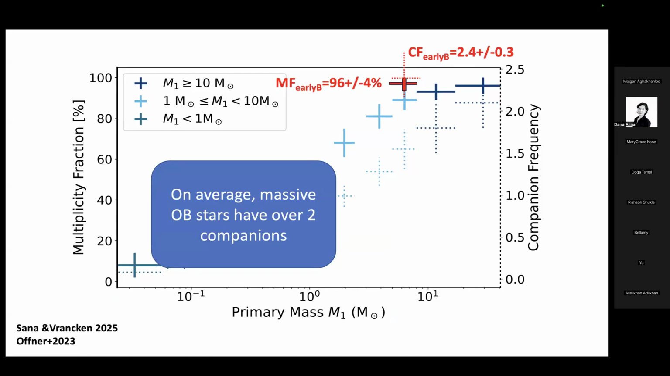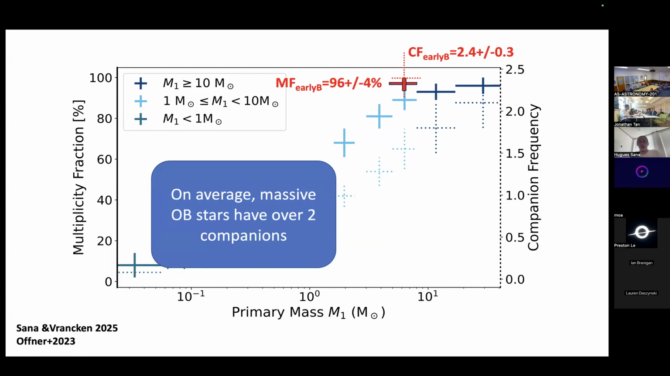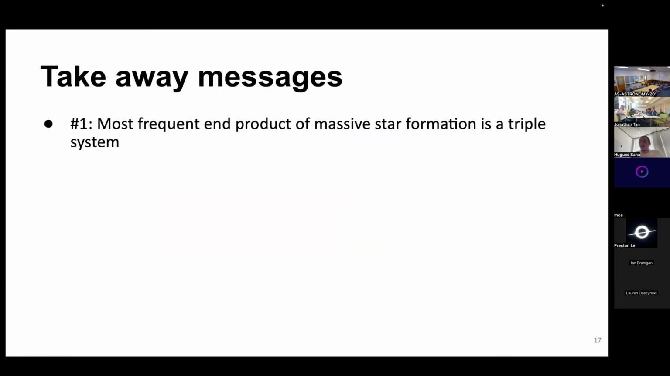So it seems that at least above 5 solar masses, every star should be in a binary or a triple system, and that it has a number of companions around it. So that's the most likely outcome of OB star formation, and that's maybe my takeaway message number 1, is that the end product of massive star formation is a triple system.